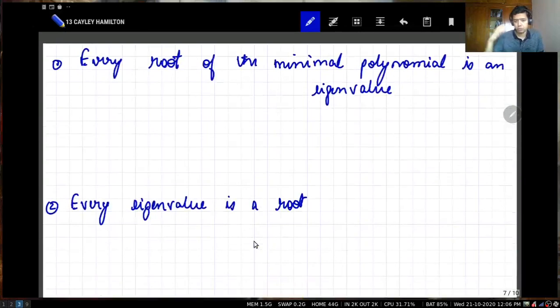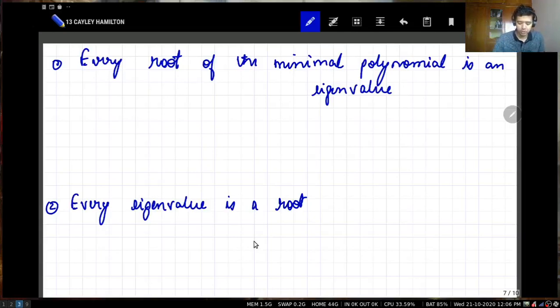So note that we have to prove, in fact, two statements. One, every root of the minimal polynomial is an eigenvalue, right? And the second property is that every eigenvalue of the matrix A is a root of the minimal polynomial. So these are necessary and sufficient conditions for the roots of a minimal polynomial. So it should necessarily be an eigenvalue, and if it is an eigenvalue, it's sufficient for it to be a root of the minimal polynomial.